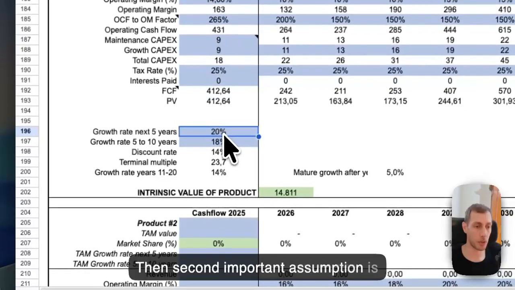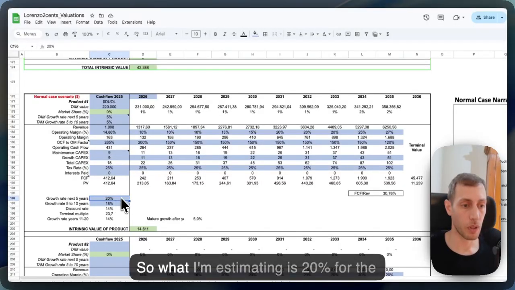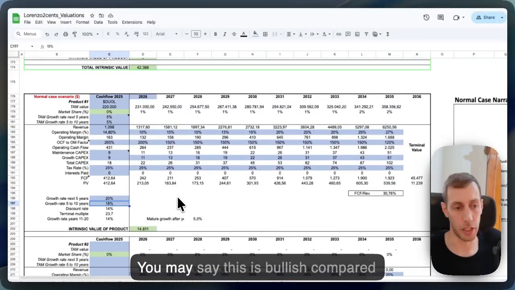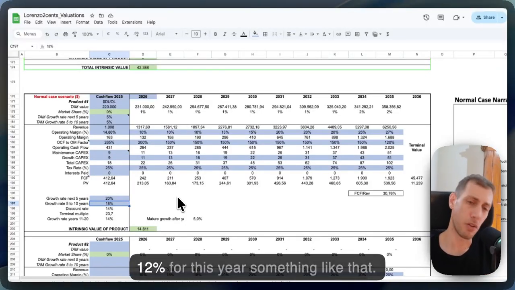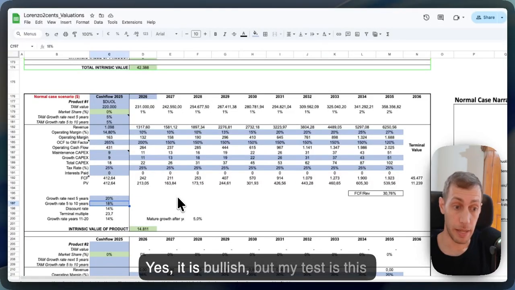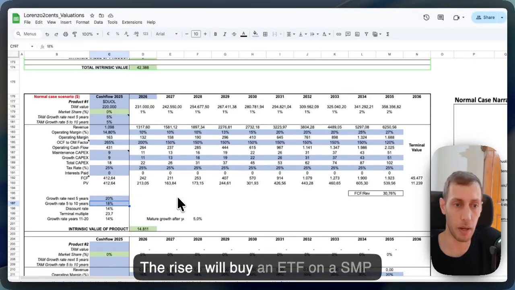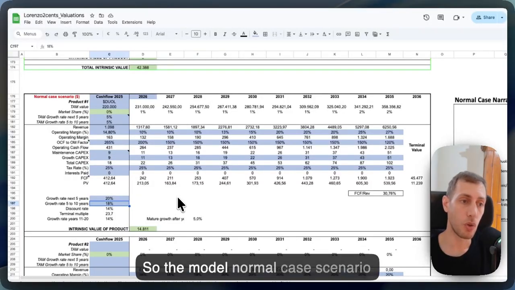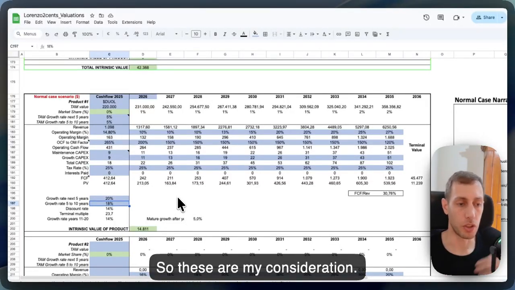Then, second important assumption is the revenue growth. Actually, this is even more important. So what I'm estimating is 20% for the next 5 years, and 18% for the second 5 years of the 10 years. You may say this is bullish compared to what they are getting now, because they are getting, I believe, 10 or 12% for this year, something like that. Yes, it is bullish, but my thesis is bullish again. I'm not listening to any analyst here. Otherwise, I will buy an ETF on the S&P 500. So this is my narrative and this is my model. So the normal case scenario follows my narrative, my thesis, right? So these are my considerations.